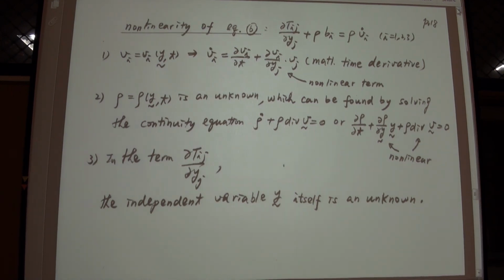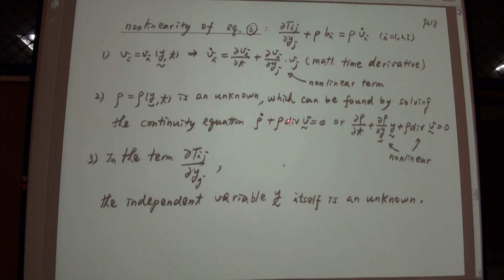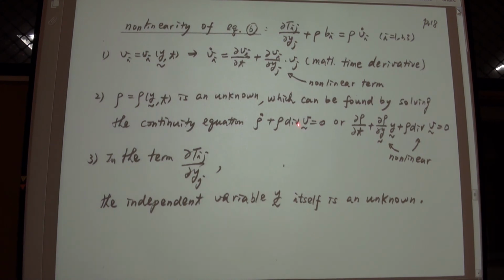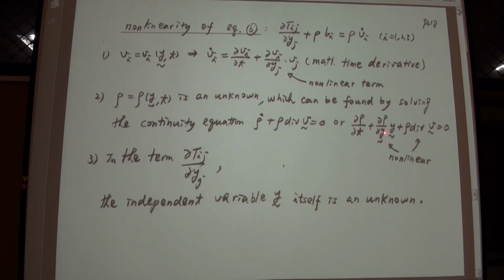For example, you deform a material point, it becomes bigger, larger, then the mass density will become smaller, right? So from time to time, this mass density is changing, and it is an unknown. And then the mass density can be governed by this continuity equation, and this is a nonlinear term, rho times the divergence of V, okay? And rho dot itself, by the concept of material time derivative, is also a nonlinear term.